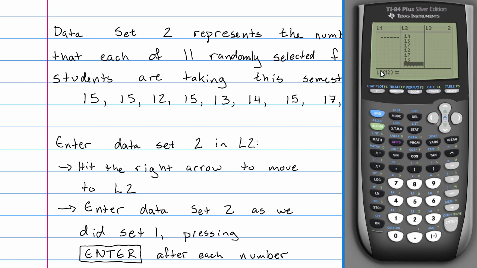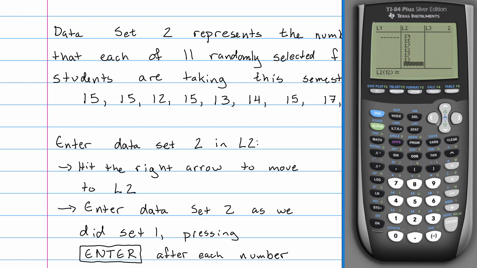When we were at the bottom of List 2, it said L2 12. That says the next entry we're going to enter is the 12th, which means the one we just entered is the 11th, which means we have 11 numbers. That's always a good sign.